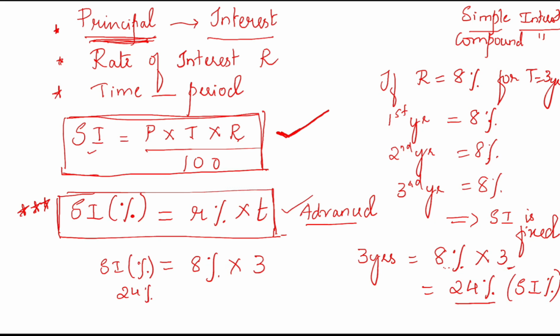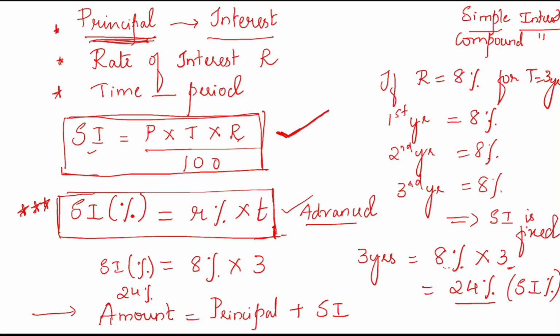Okay. So in this way we got this formula, and using this same concept we will solve all the problems. One more last thing we need to know is, what is amount? Amount is the principal plus simple interest. Okay, principal plus simple interest is nothing but amount.